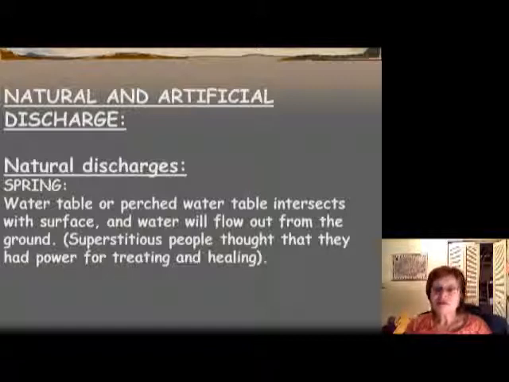Now we are at the natural and artificial discharge. When we're talking about natural discharge, basically we're talking about springs. Anytime the water table or the perched water table intersects with the surface, you're gonna have a spring. And you probably all know that there are superstitious people who think that springs happen for other reasons. But in real life, anytime the water table reaches the surface, we're going to have a spring.